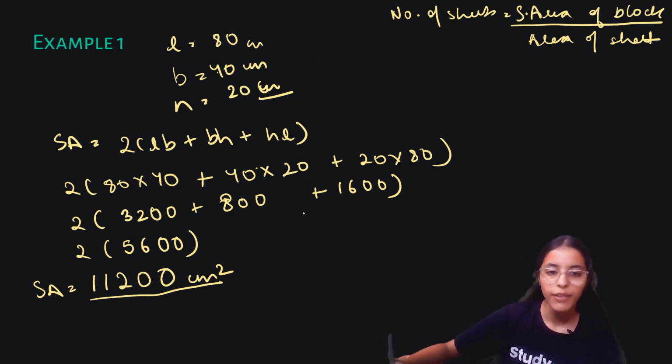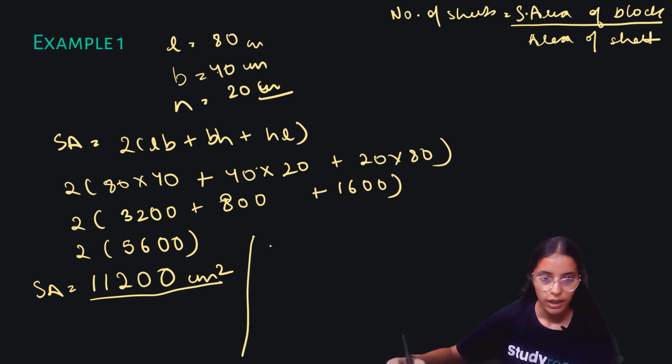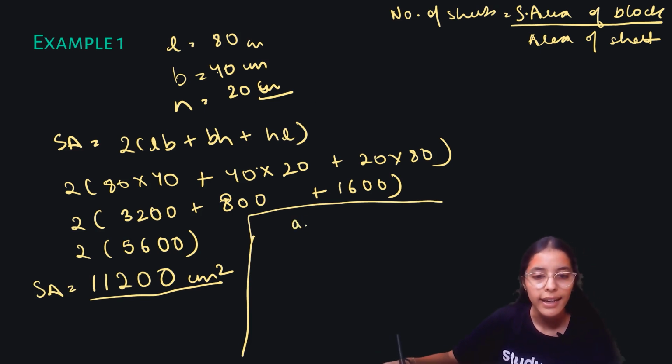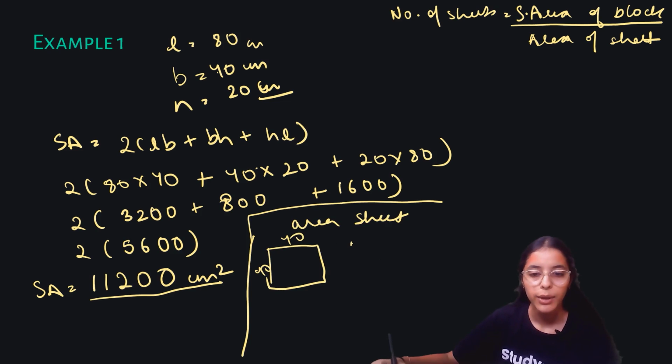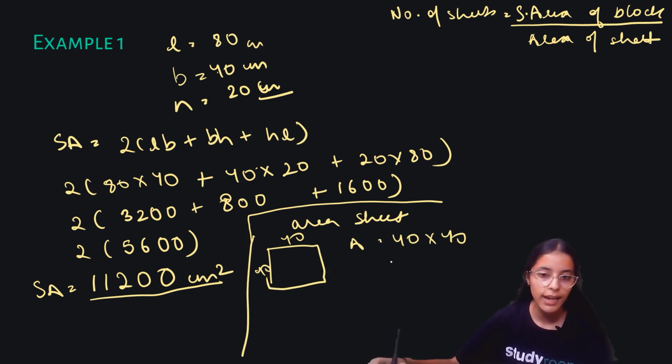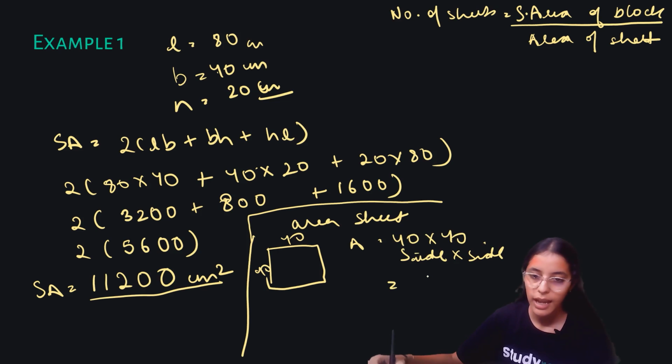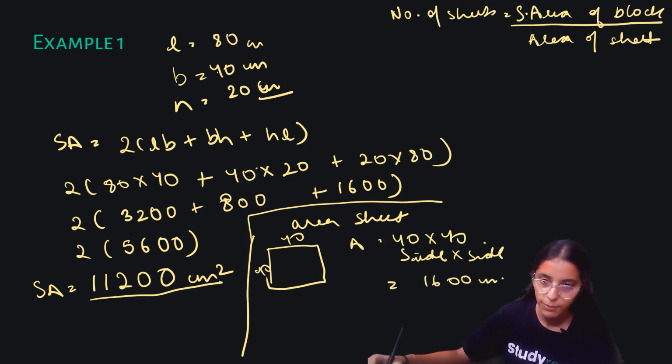Now let us find out the area of the sheet. It's very simple. It is a square sheet, with sides 40 and 40. So the area is given as 40 into 40, that is side into side. So 40 into 40 is 1600 centimeter square.